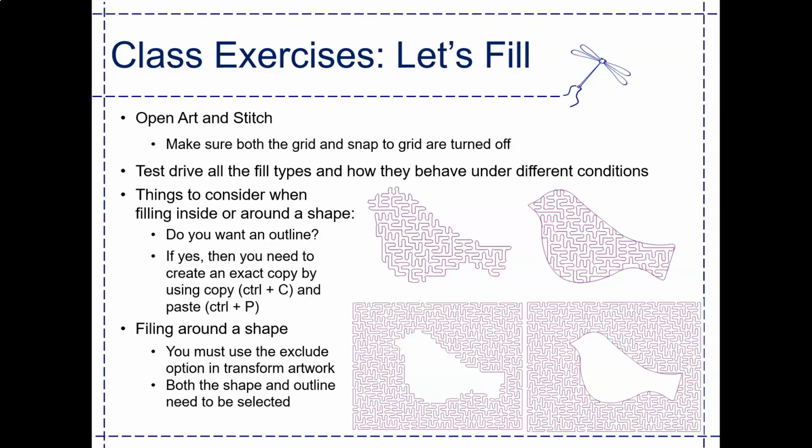If you want to fill around a shape, then you need to transform your artwork, because when we first create our shapes, we're going to have a block and an area to be stitched around. And in order for Art and Stitch to be able to fill around that, you have to do something called transform artwork and exclude the two shapes from each other. In that case, both the shape and the outline need to be selected, and we'll do several exercises so you'll get the hang of it by the time we're done.